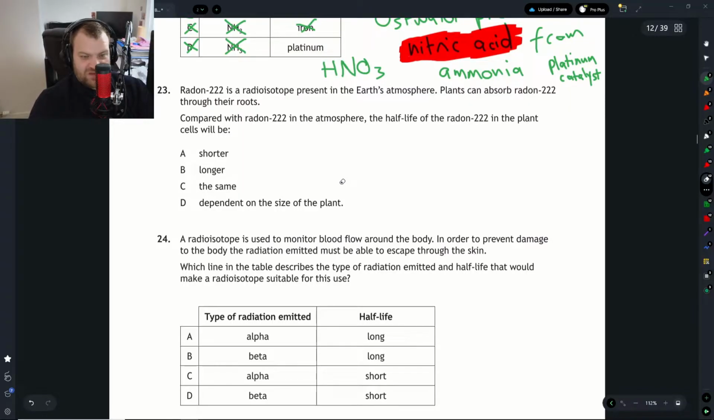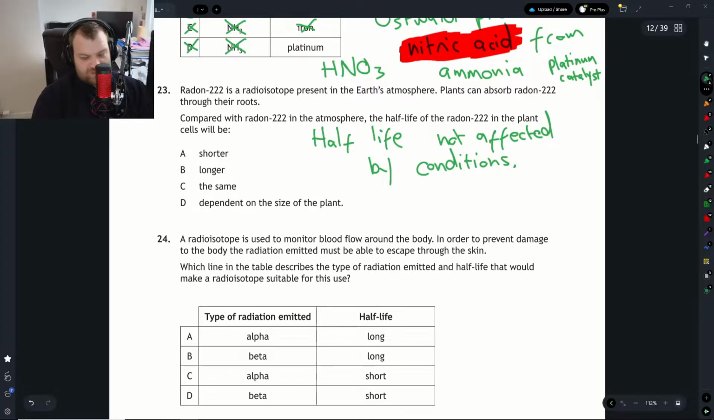Next one, we're asked about radioisotopes. We are comparing the same radioisotope in different environments, and half-life is unaffected by anything. If it's the same radioisotope, it will have the same half-life. It doesn't matter if it's a solid, liquid, if it's in a compound or on its own, it will still be the same value for all of them. That makes C our correct answer. Next one.